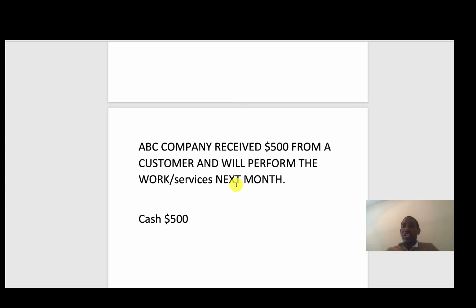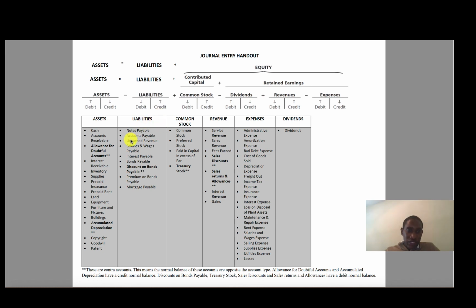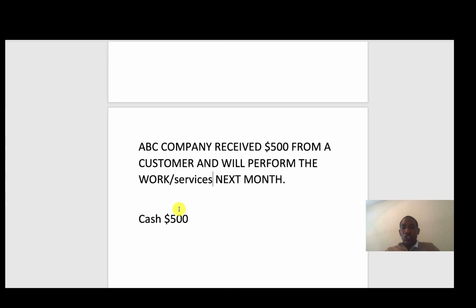Well, there's a special account for this, and it's in the liability section. It's called unearned revenue. Okay, unearned revenue. So what you would do is you would have unearned revenue, 500. And I'm going to explain why we're crediting unearned revenue, but we know if we're debiting cash, whatever the other account is has to be a credit, right? So this is a debit to cash. We know that this one has to be a credit to unearned revenue.